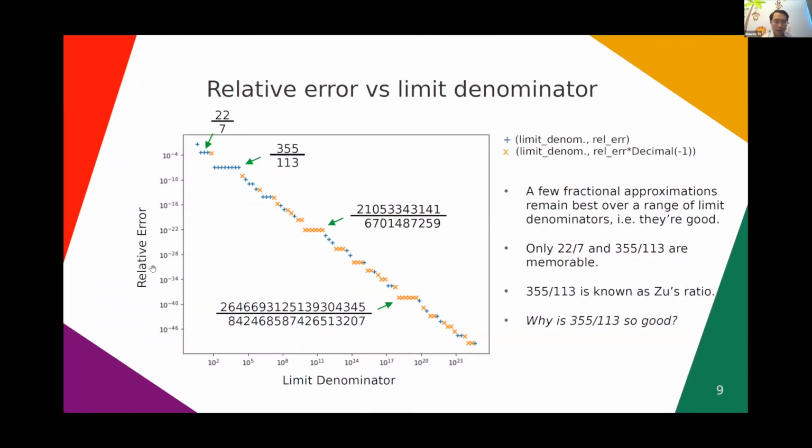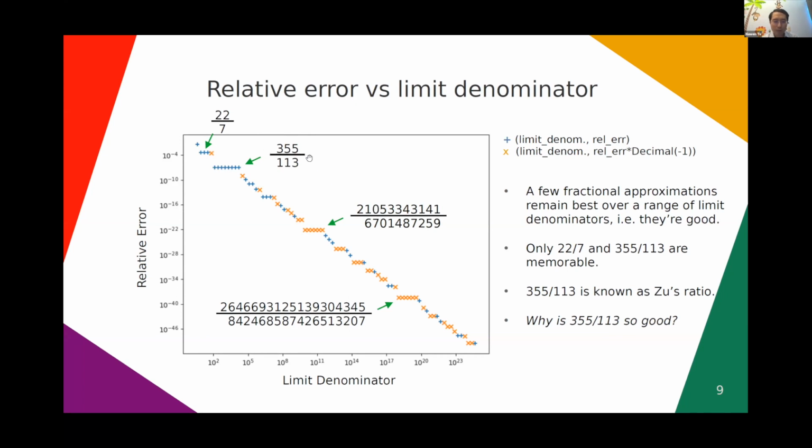So here is a plot of the relative error against the limit denominator, both in log scale. And I need to multiply those with the negative relative error with the decimal -1 to have them show up in the log scale. And one thing we see is that a few fractional approximations are good over a range of limit denominators, meaning they are good, right? So I pointed out the 4 obvious ones here, and to my head, only the first 2 are memorable.